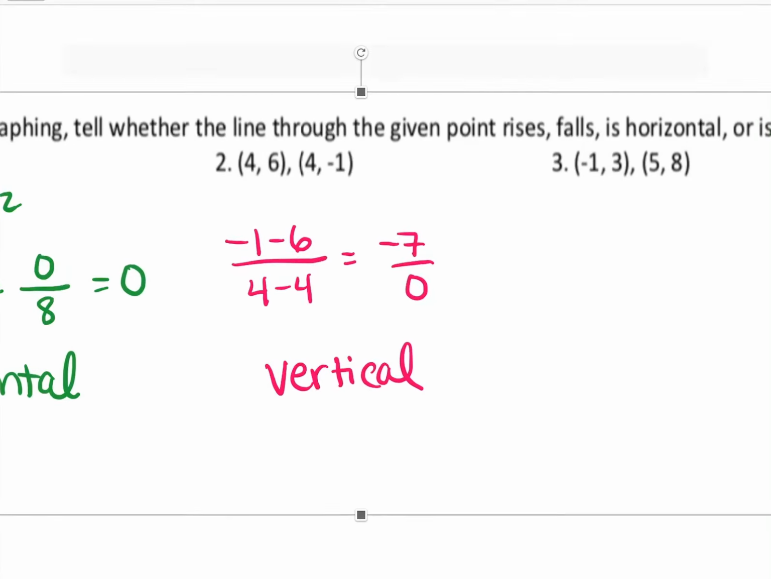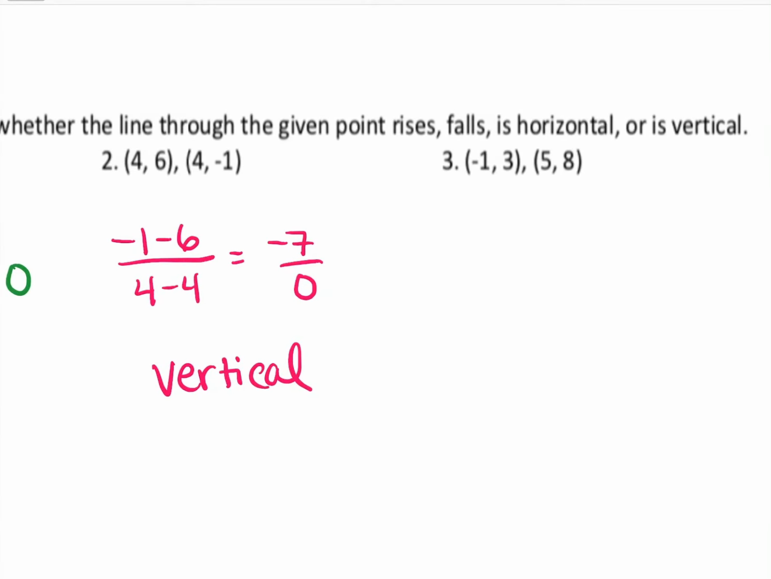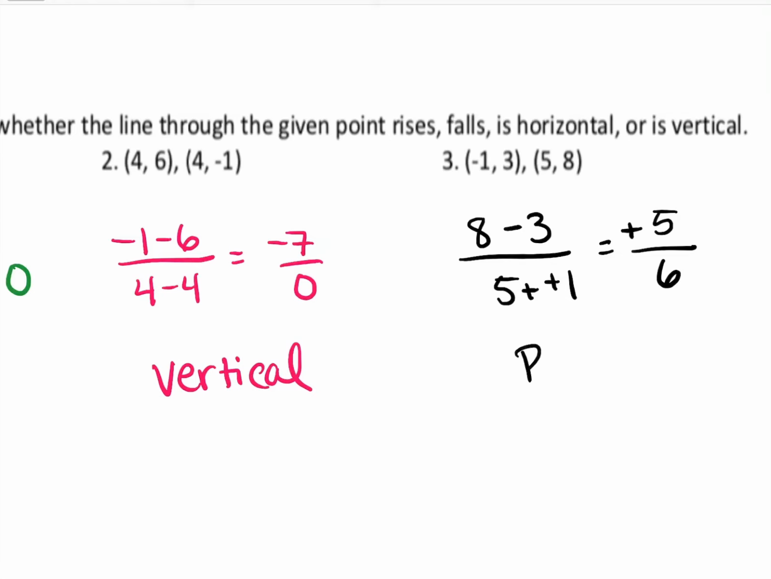Finally, we have number 3. -3, 3, and 5, 8. So my change in y will be 8 minus 3 over 5 minus a -1. Again, that negative times negative gives us positive in the denominator. So we get 5 over 6. Now this fraction here is a positive fraction. It's positive 5 over positive 6. So this line is going to rise.